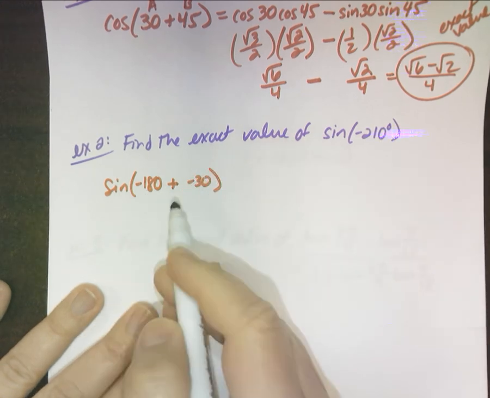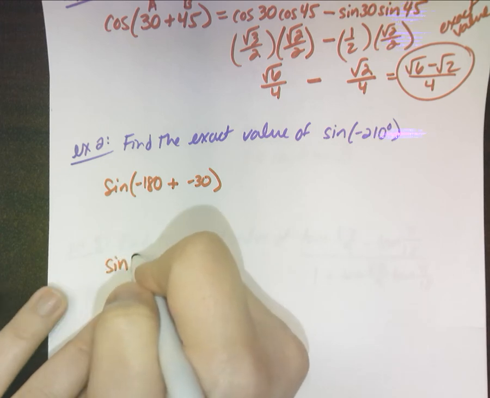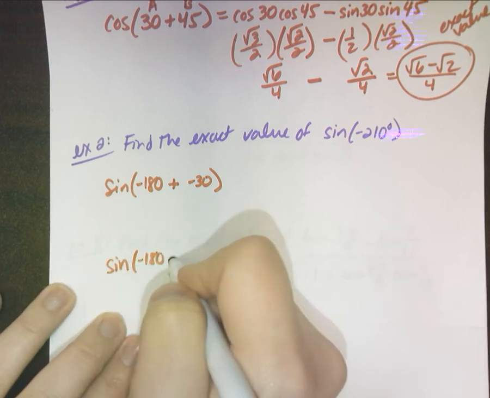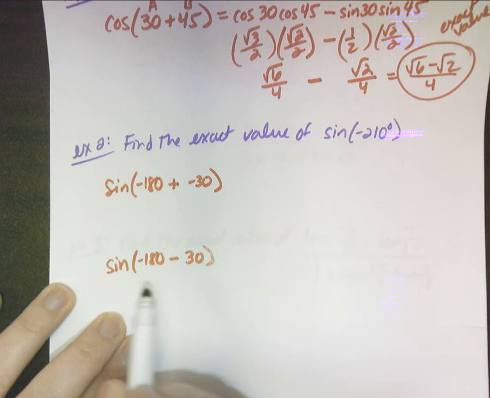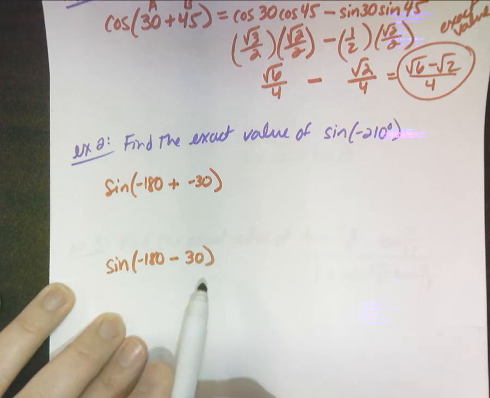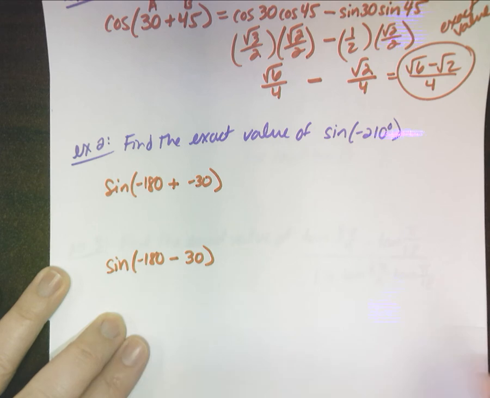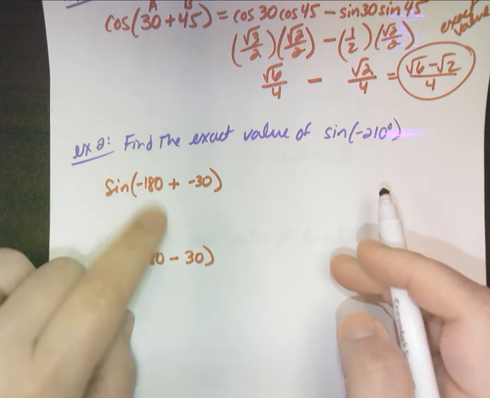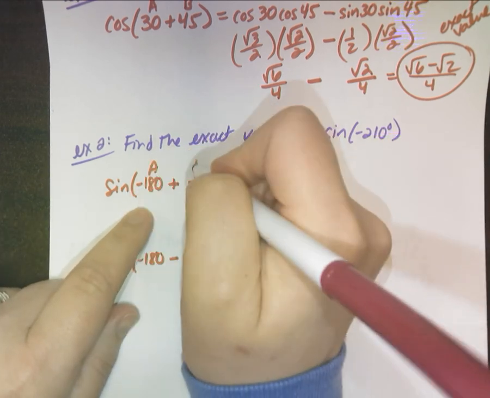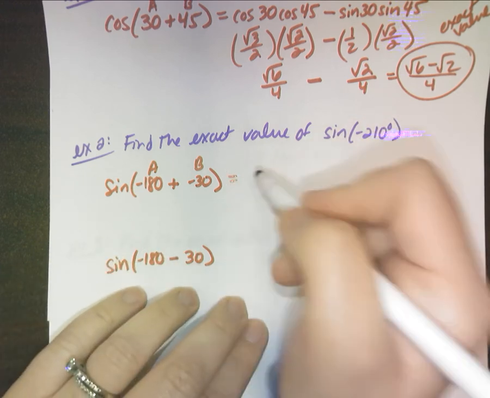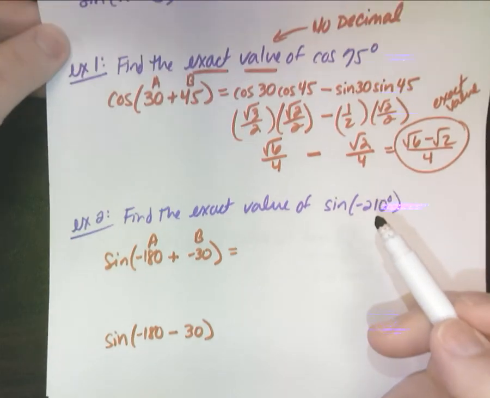If you had instead written it as the sine of negative 180 minus 30, I'm going to show you how that's a little bit different than this one up here. Okay, so bear with me on this. Let's do this one real quick. This is A, this is B. Follow your formula from above.